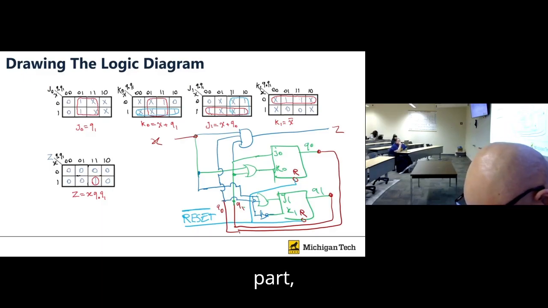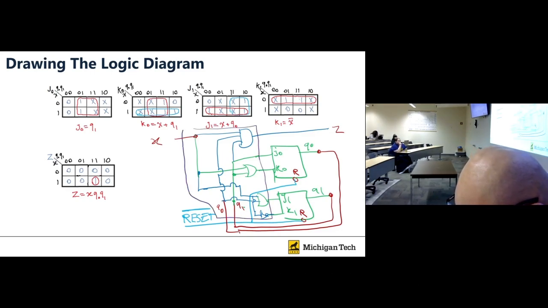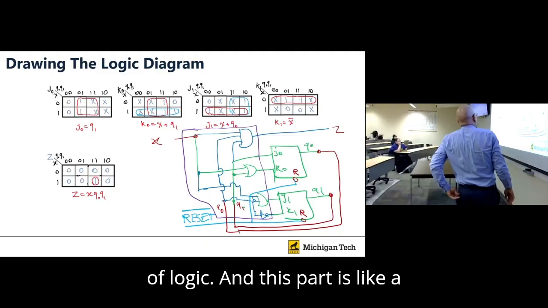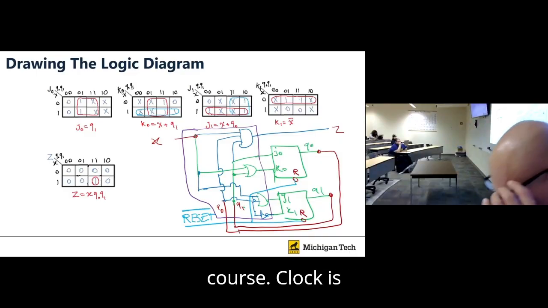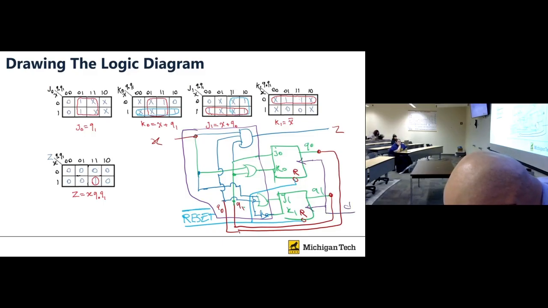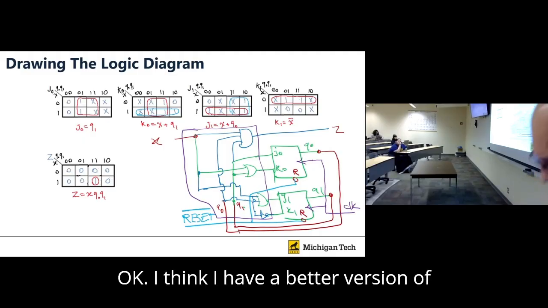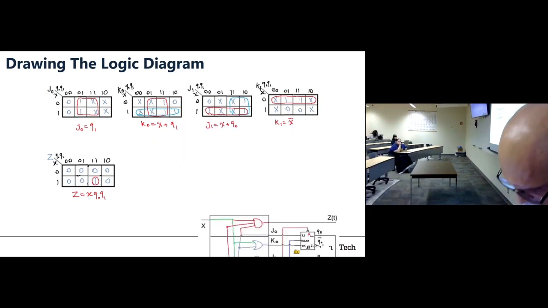So as you can see, this purple part is combinational logic, and this part is the sequential part. We also have clock, of course. Clock is edge triggered. Okay, I think I have a better version of that. Can I clean this? Of this version too.